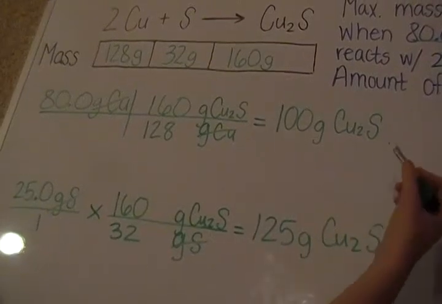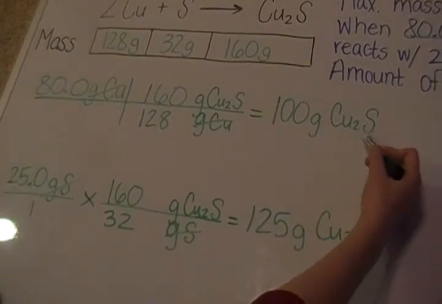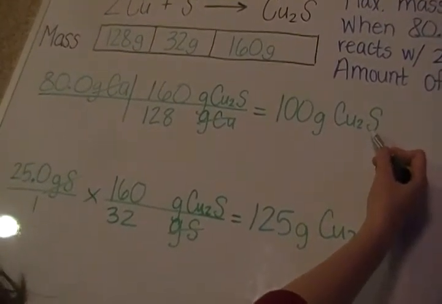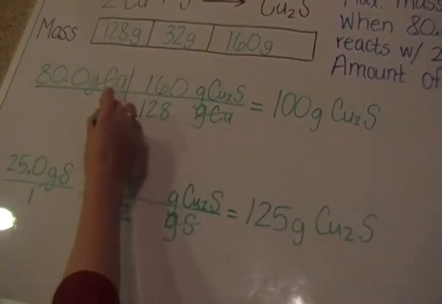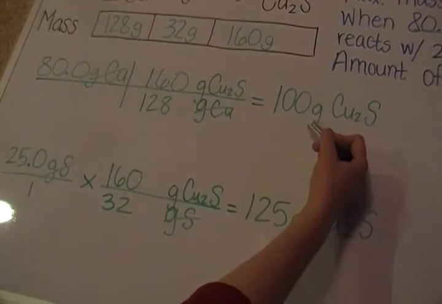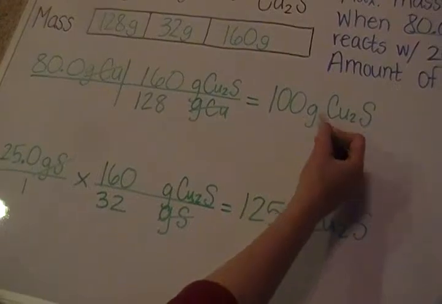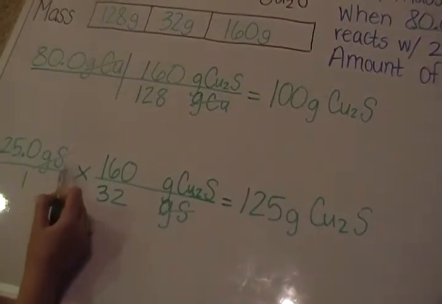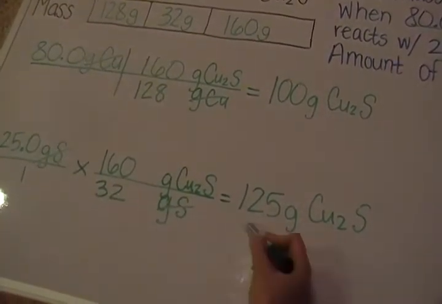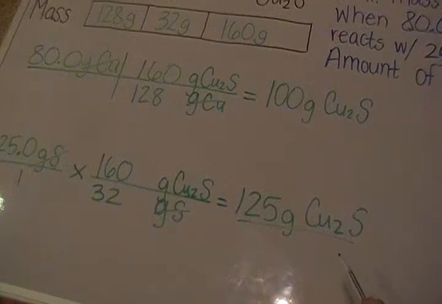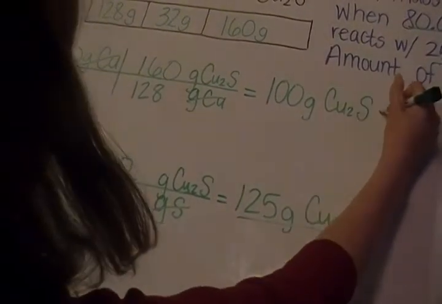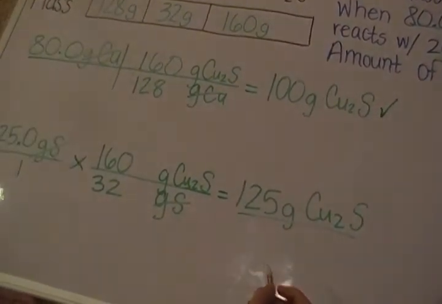So I'll just start up here. 100 grams Cu2S. Okay, that's how much that is enough. We have enough copper to make this amount. Do we have enough sulfur to make this amount? Well, let's look. Sulfur is able to make us this much. So if we can make 125 grams with the amount of sulfur we have, then we can obviously make 100 grams with the amount of sulfur we have.